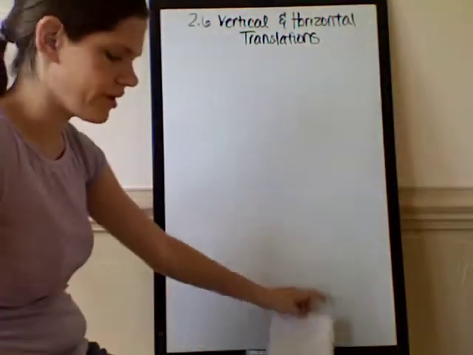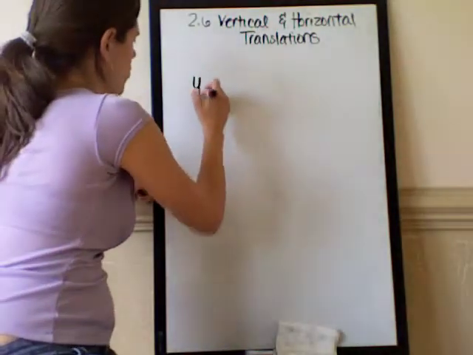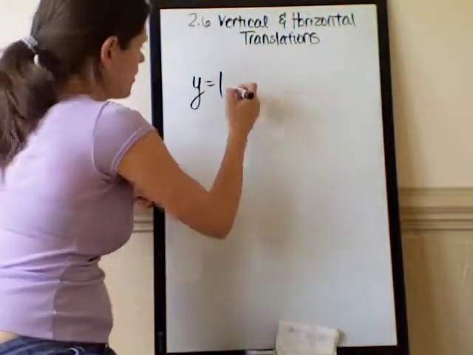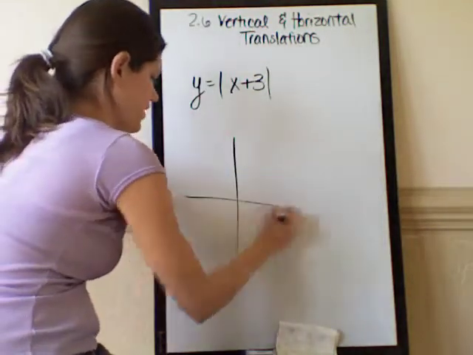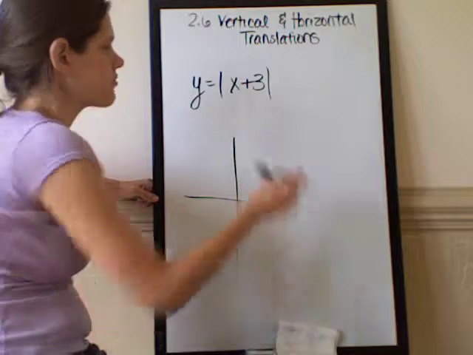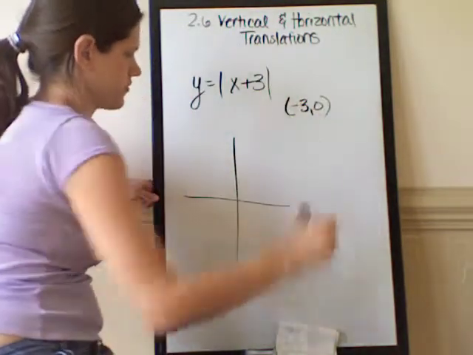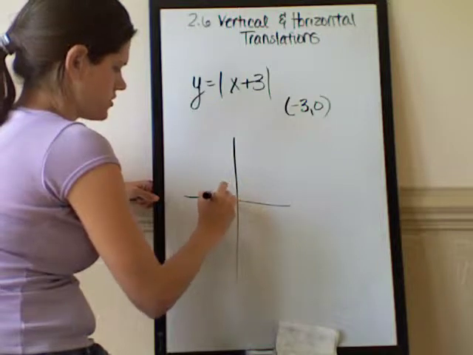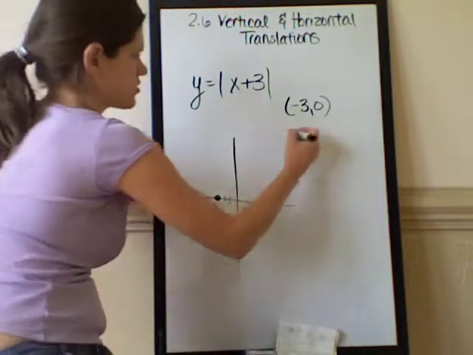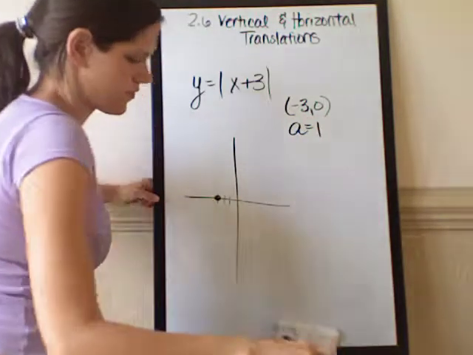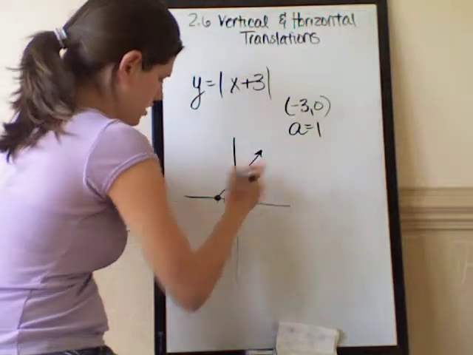Alright, so let's incorporate a little domain and range. It's good practice. Let's say I've got y equals the absolute value of x + 3. First off, let's graph it. I'm going to identify my vertex. My vertex is -3 and 0. So -1, 2, 3, and 0. My a value is 1 because there's no number out there. Alright, so my graph's going to look like this.